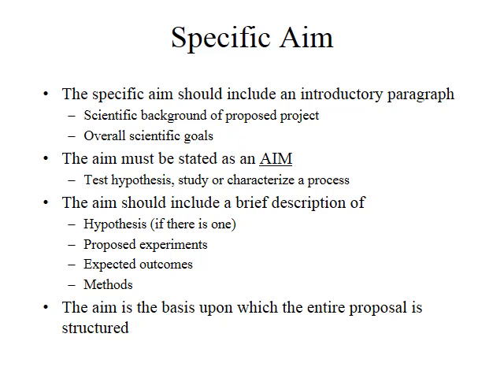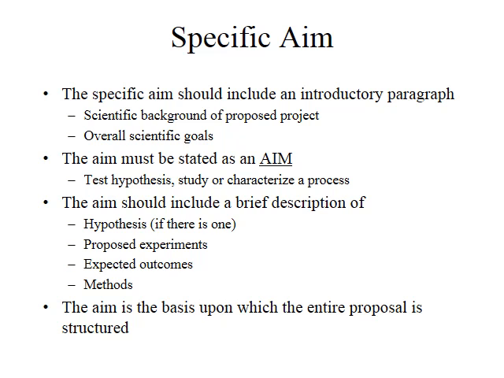So to give you an example, the first sentence of the aim paragraph could state, test the hypothesis that neurons generate action potentials, or the aim could be, study the characteristics of action potentials in neurons, or characterize the molecular processes that lead to the generation of action potentials. But the point is that the aim, the first sentence, should be stated as an actual aim.